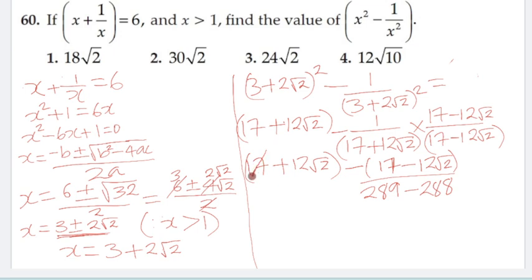So 17 and minus 17 will get cancelled, plus 12 root 2 and minus 12 root 2, that will become plus. So 12 root 2 plus 12 root 2 we will get what? We will get 24 root 2 as the answer. So I hope this question is clear. So our answer is the third option, that is 24 root 2.